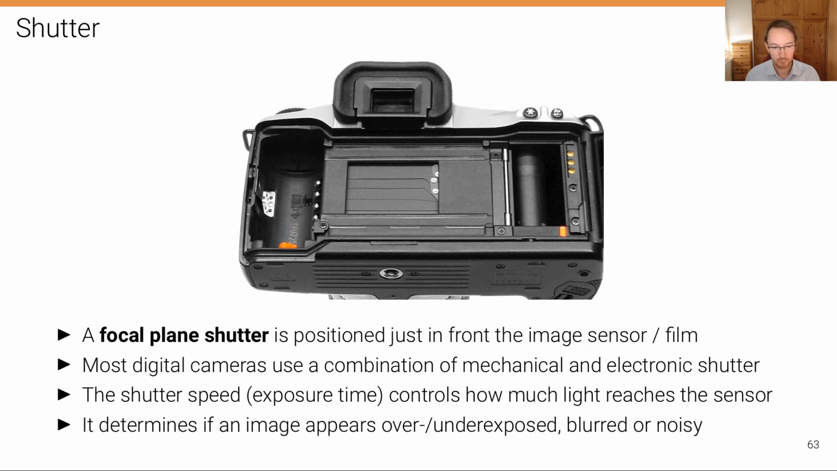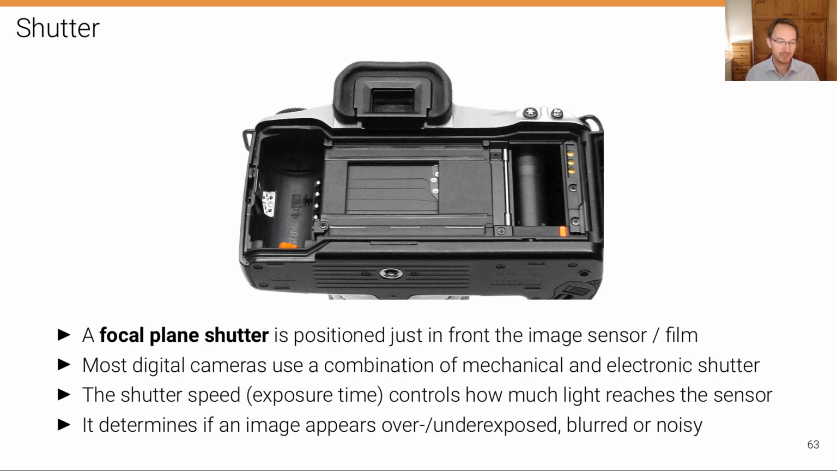a second, 1 millisecond. And so the time that you open the shutter controls how much light reaches the sensor. This is also called the exposure time. And it also determines if an image appears over or underexposed. If your shutter is open too long, then your image will be overexposed. There will be completely bright spots, completely white spots where you cannot recognize anything anymore. If it's underexposed, it will appear too dark.